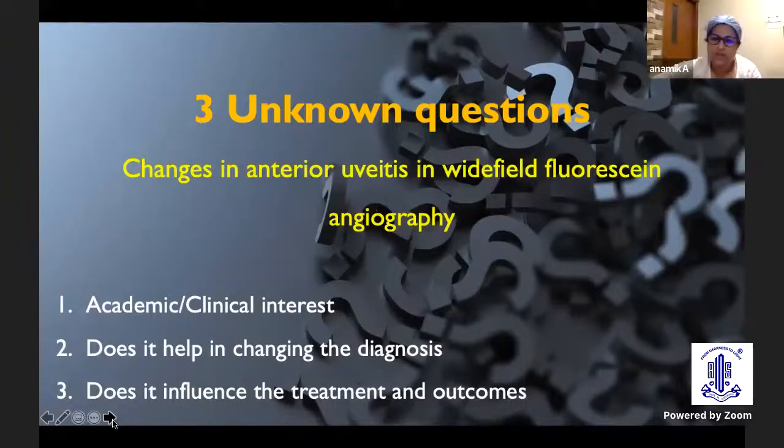This presentation of mine is rather a thought-provoking one, where you are going to look at slides showing some changes in anterior uveitis on wide field fluorescein angiography, which may pose some questions to your mind. Is it of academic or clinical interest? Does it really help in changing your diagnosis? And does it really influence the treatment and the outcomes in your patients?